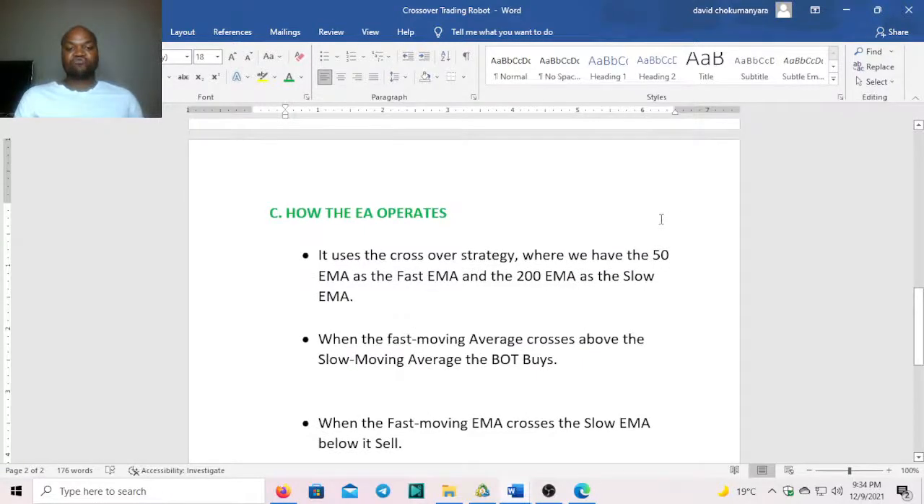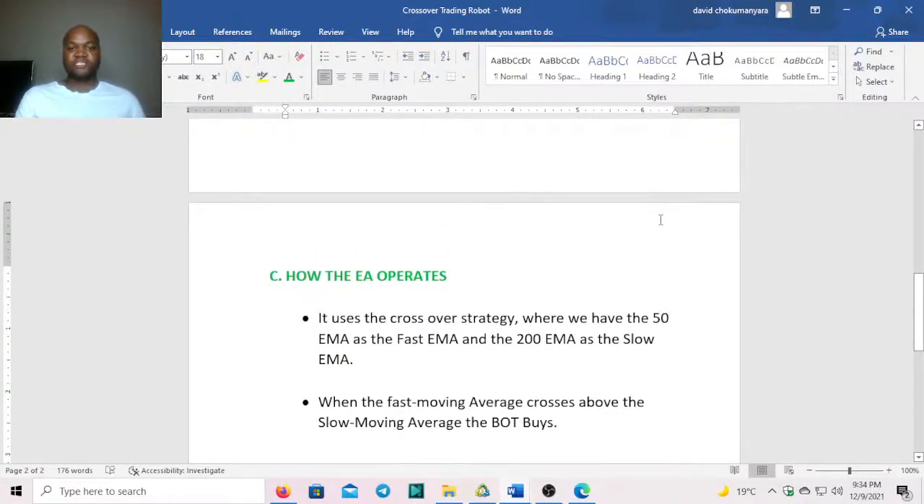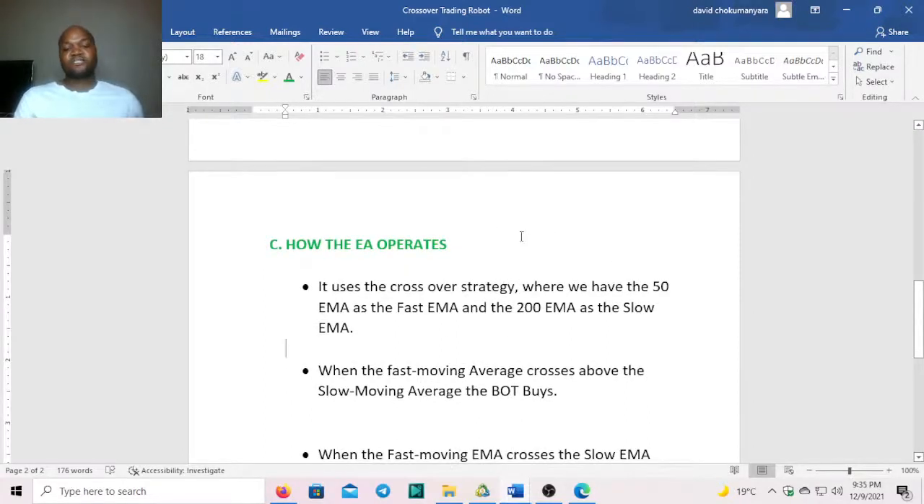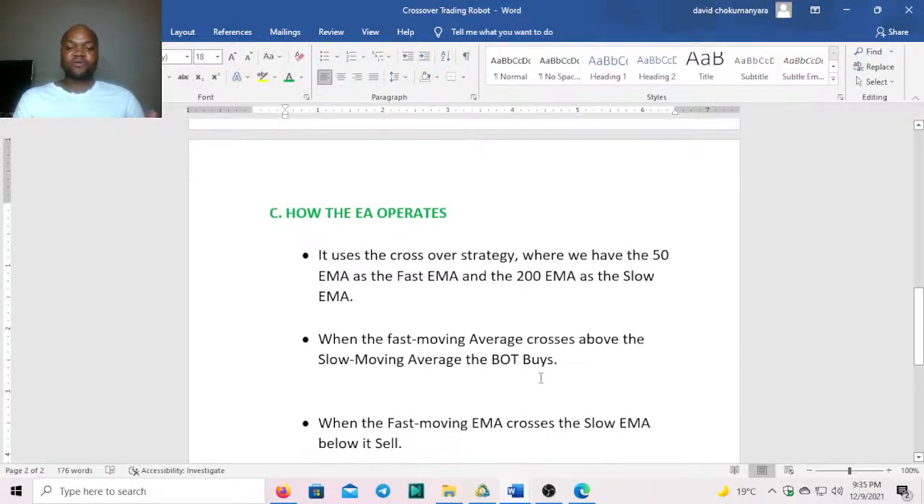Let me just try to do a summary. The strategy uses exponential moving averages. The 50 is the fast moving average, and the 200 exponential is the slow moving average. When the fast moving average crosses above the slow moving average, we buy. When it closes below, we sell. Basically that's it.